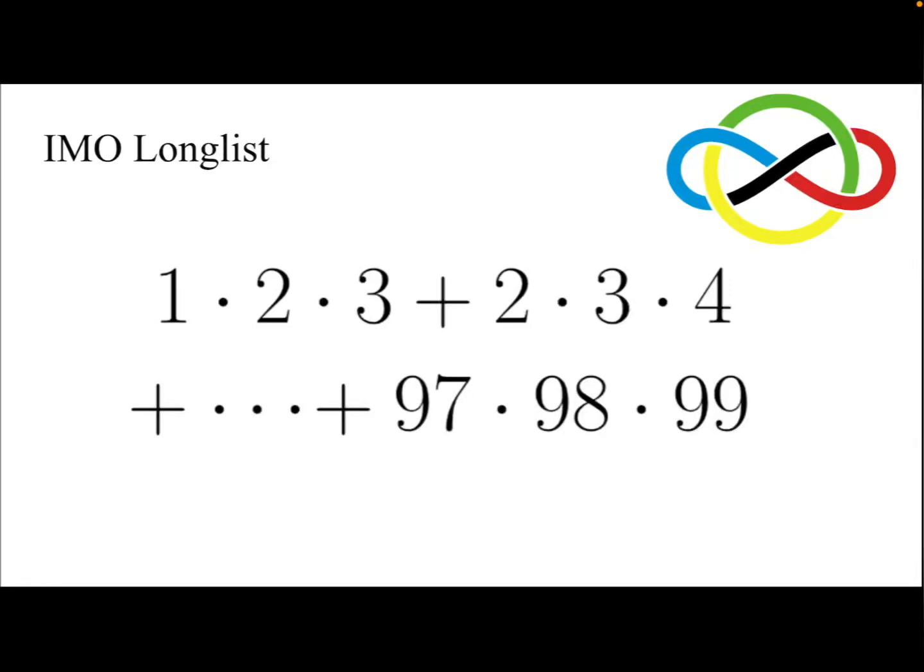In this video, we are going to evaluate the series 1 times 2 times 3 plus 2 times 3 times 4 plus 3 times 4 times 5, all the way adding up to 97 times 98 times 99.